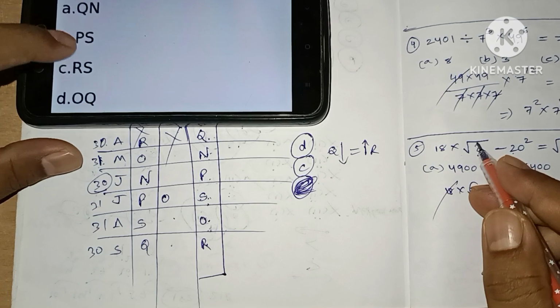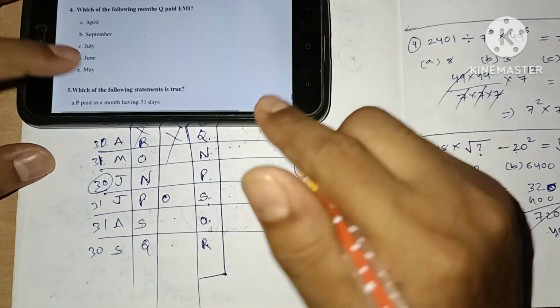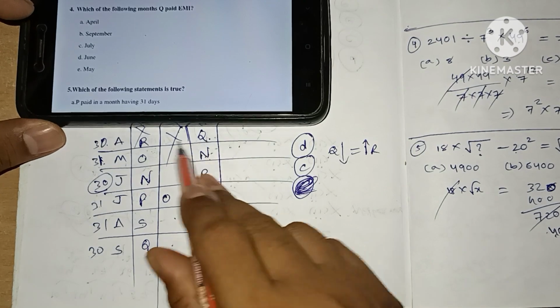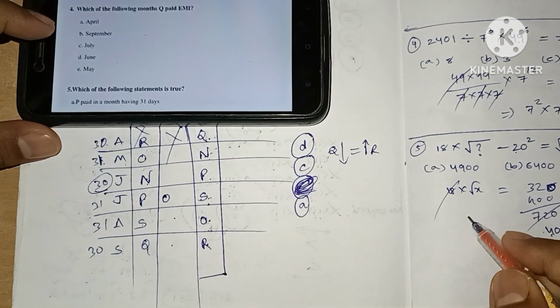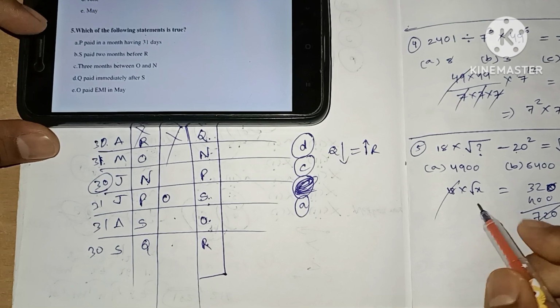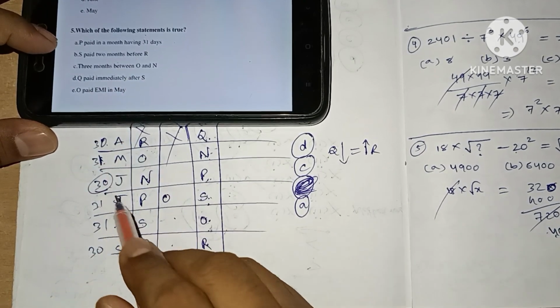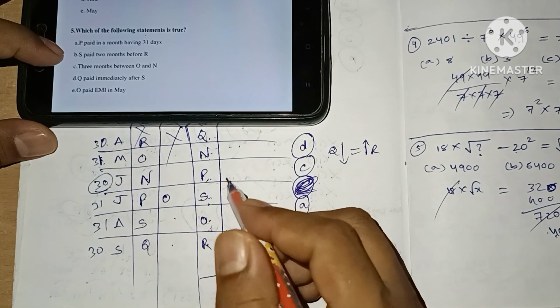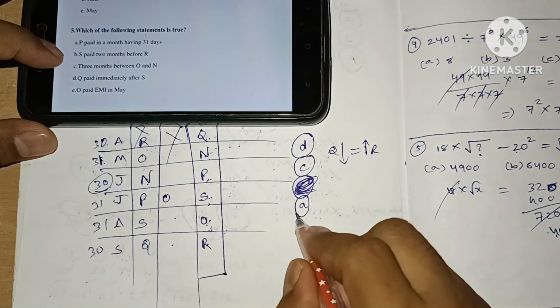Next, we are going to see question number 4. In which of the following months did Q pay the EMI? Q paid in April month. So option A is our answer. Next, which of the following statements is true? P paid in a month having 31 days. P 31, no. S paid 2 months before other. Yes. So option B is our answer.